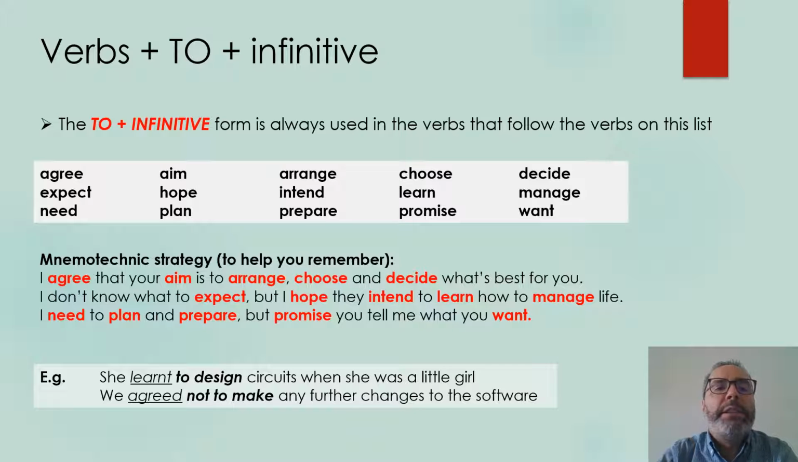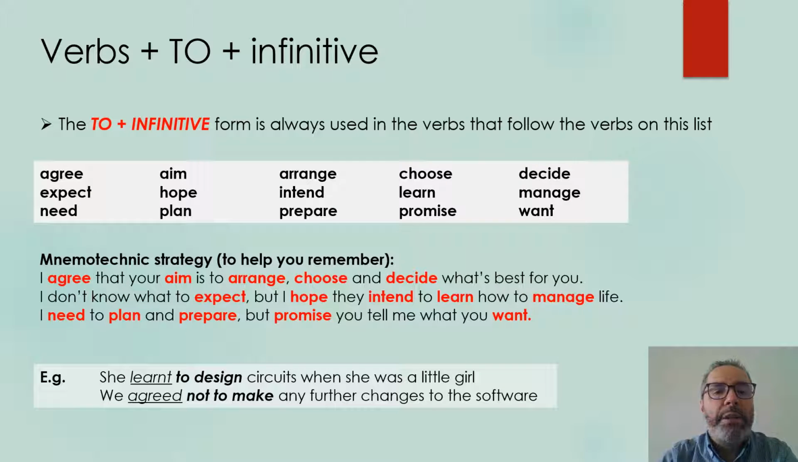The next pattern is verbs followed by another verb within to plus infinitive. This is the list of the verbs. Again, we have a possible mnemonic strategy, which is in this case very personal. I made it up, but you can make up your own story or sentence in order to help you remember.